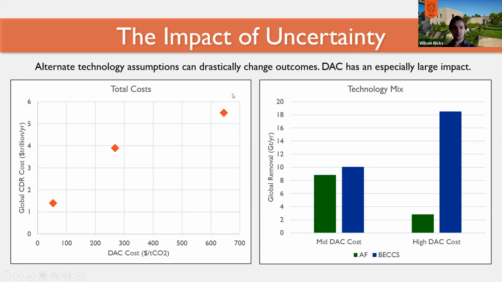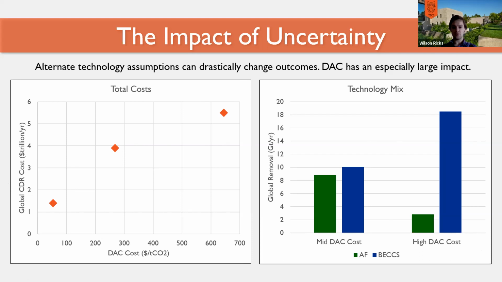We see that across the range of possible DAC costs that we investigated, the global cost of CDR ranges from $1.5 trillion a year to $5.5 trillion a year, just based on changes in the cost of direct air capture. We also see that it changes the optimal allocation of land use between afforestation and BECCS.